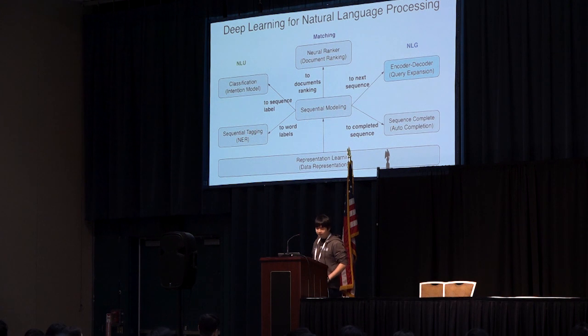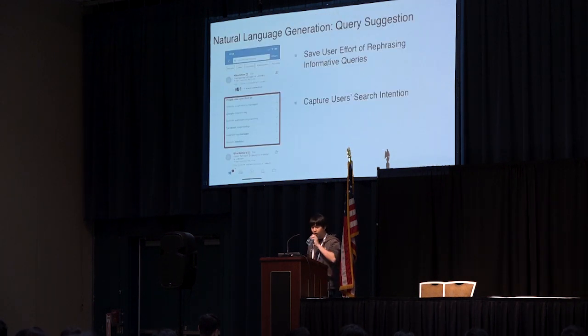This is about entity tagging. Next, I'm going to talk about NLG. So let's start with the encoder-decoder.